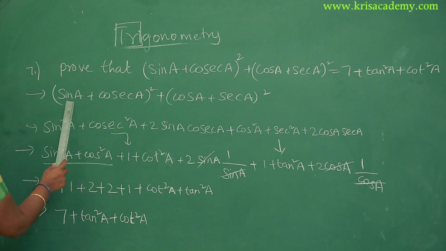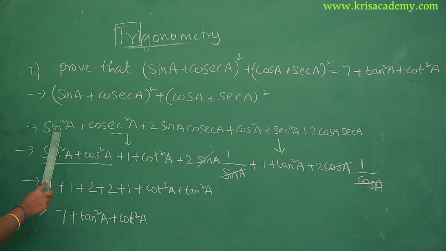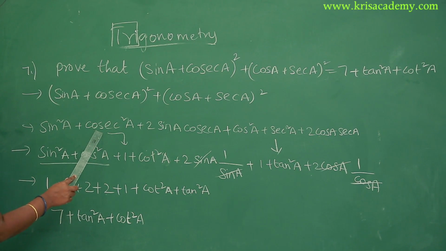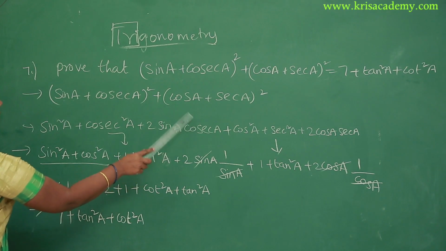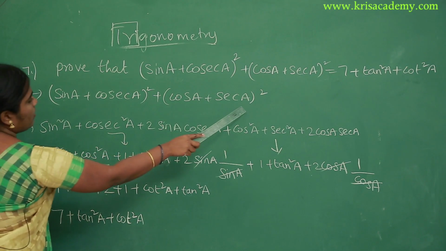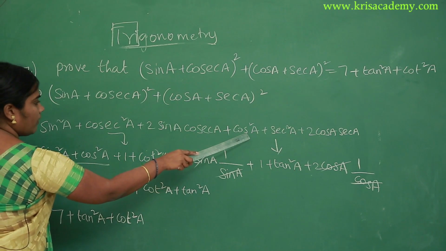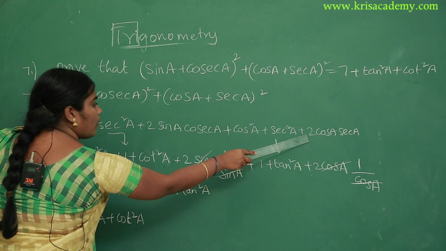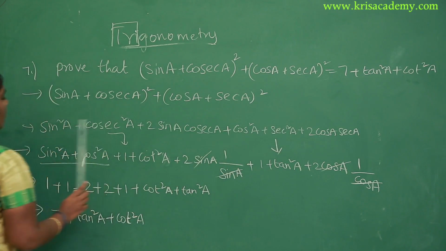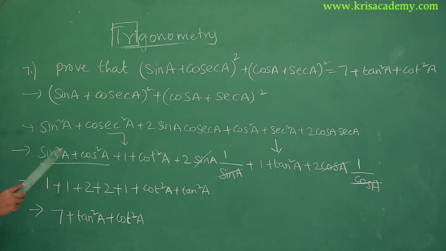So once again, sin A plus cosecant A whole square, we are writing as A plus B whole square. A square is sin square A, B square is cosecant square A, 2AB is 2 sin A cosecant A. Now coming to this side. This side also we are writing A plus B whole square only. A square is cos square A, B square is secant square A, 2AB is 2 cos A secant A. Now write cos square A next to sin square A because they both form an identity.